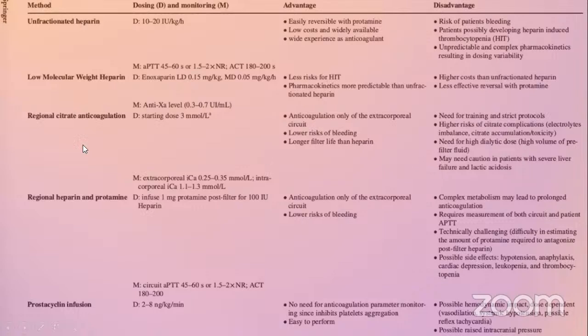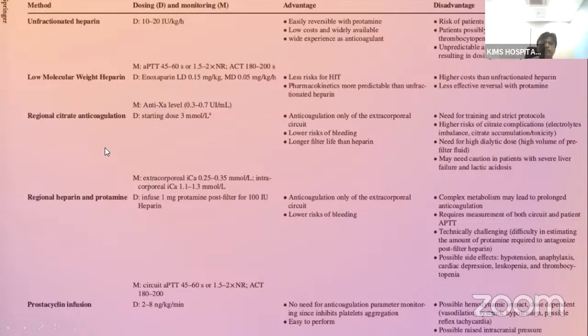The other commonly used option, especially in children who have liver cell failure, is prostacyclin infusion. It is considered between 2 to 8 nanogram per kg per minute. There is no need to monitor any anticoagulation parameters. The main problem with prostacyclin infusion is that there can be systemic hypertension secondary to the vasodilation, and raised ICP is possible.